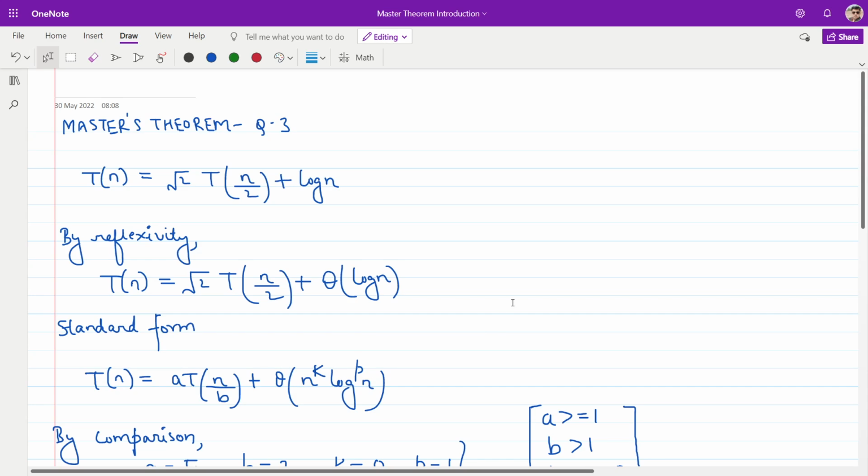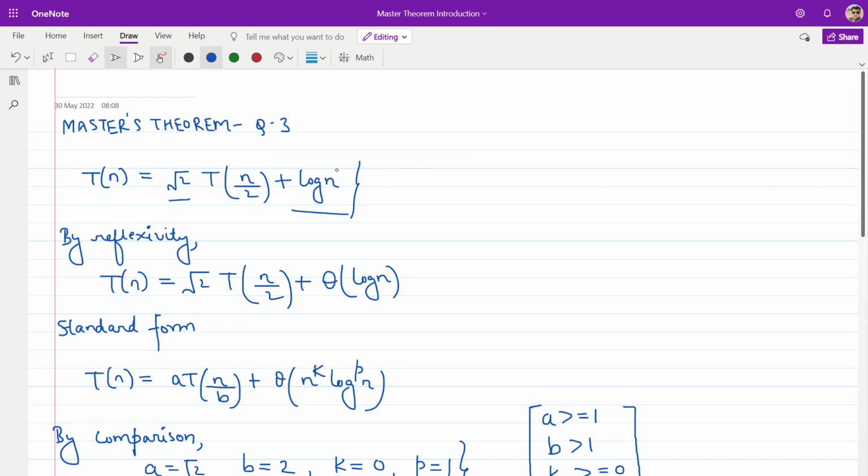Okay, so in this question, we are given a recurrence equation of the form T(n) is equal to root 2 times T(n/2) plus log n. This is the recurrence equation that we are given, and we are supposed to find out its time complexity by using Master's theorem. So we remember that the first step is to convert this into the standard form. And the standard form there is a theta notation.